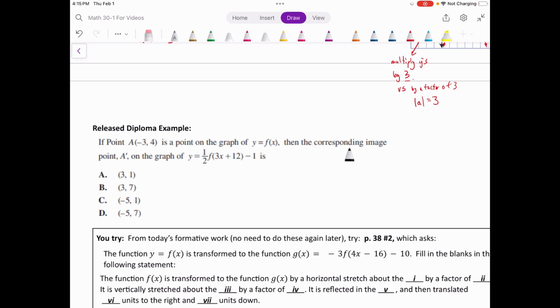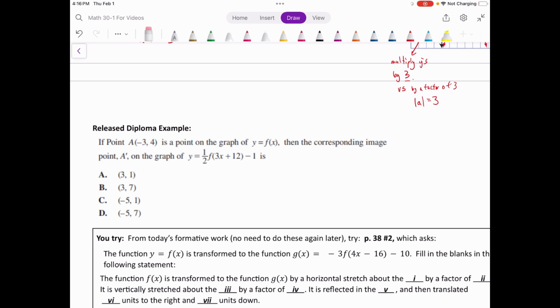Then where will the corresponding image point, A prime, be on the graph of y equals 1/2 f of 3x plus 12 minus 1, right? We're given these options. Okay, so fundamentally, what does this question boil down to? Well, can we interpret function notation, pick out a, b, h, and k, and then successfully apply the transformations associated with a, b, h, and k to this point? Figure out where would the x-coordinate end up, where would the y-coordinate end up, right?